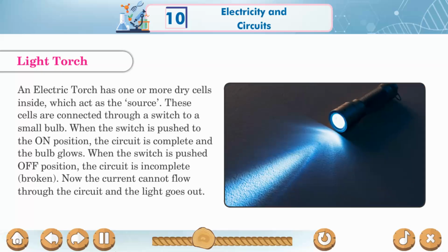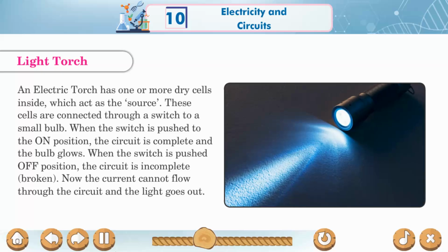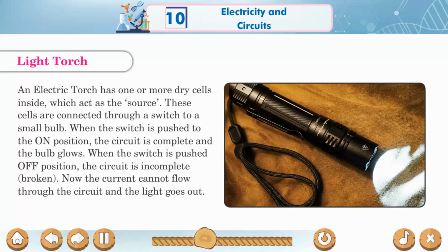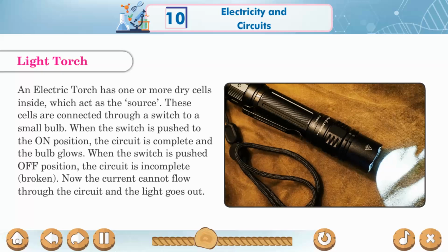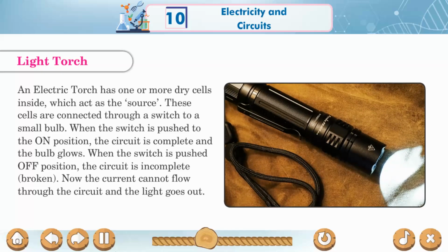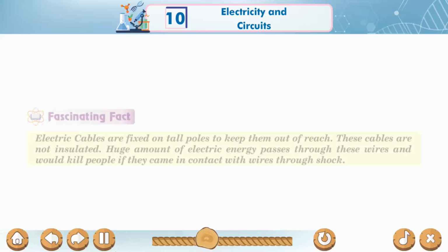When the switch is pushed to the on position, the circuit is complete and the bulb glows. When the switch is pushed to the off position, the circuit is incomplete, broken. Now the current cannot flow through the circuit and the light goes out.